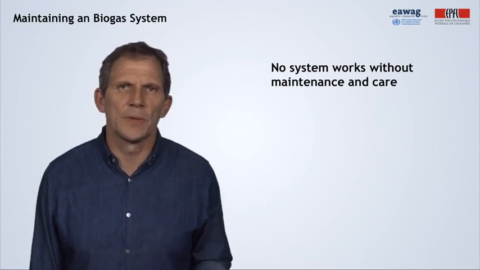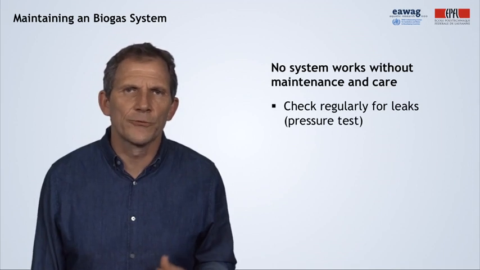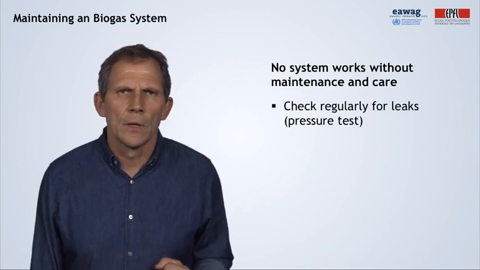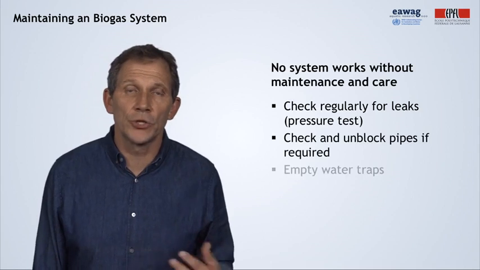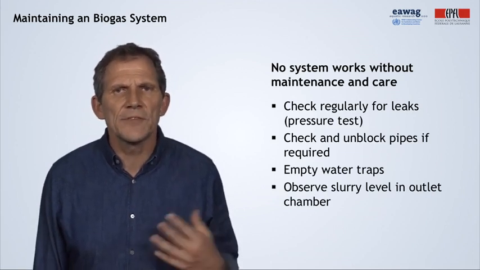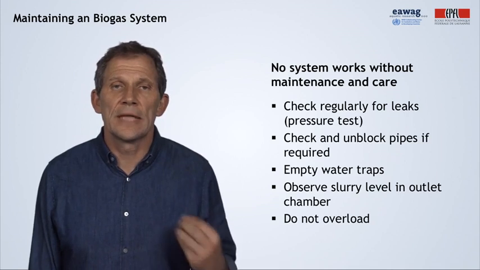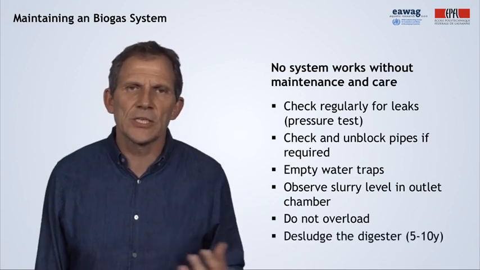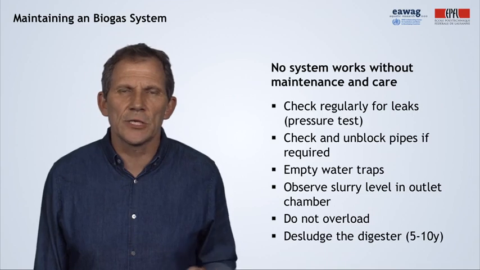Remember, no system works without maintenance and care. What does that mean for a biogas system? We need to regularly check for leaks. We can do this with a pressure test, looking if the gas pipes are okay. We also need to check and unblock pipes if required. We don't need to forget to empty water traps, and we need to regularly observe the slurry level in the outlet chamber. It gives us a lot of information on the processes. Remember to not overload the digester, otherwise we will have acidification. And now and then we need to desludge the digester. Typically recommended is every 5 to 10 years, and this will be mostly sand and grit which accumulates at the bottom of the digester.